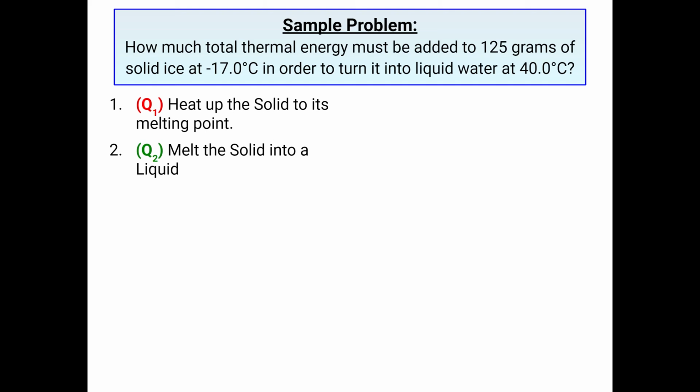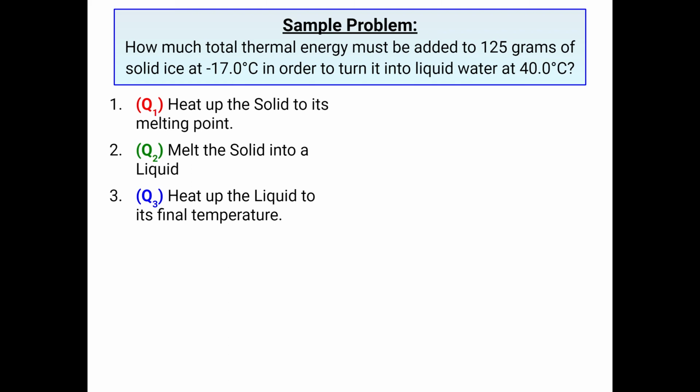That's two separate steps, and they're going to use two different equations. Finally, once the solid has melted into a liquid completely, we then need to get the liquid up to its final temperature, which in this problem they say is 40 degrees. Now that's above the melting point of ice, so there is going to be some final increase in temperature there.